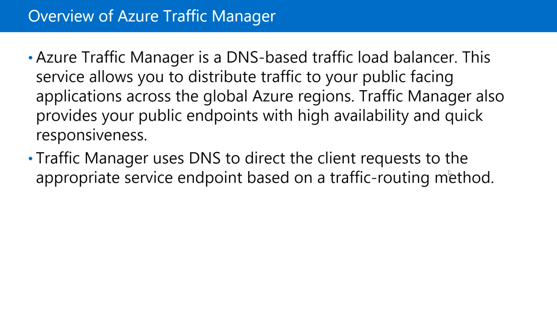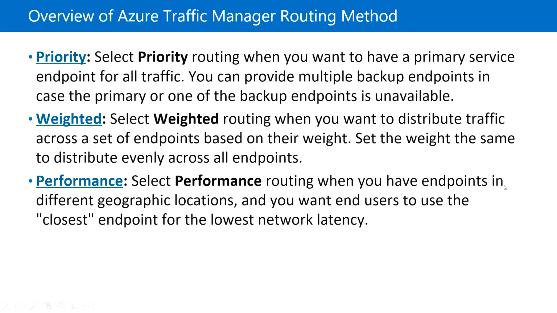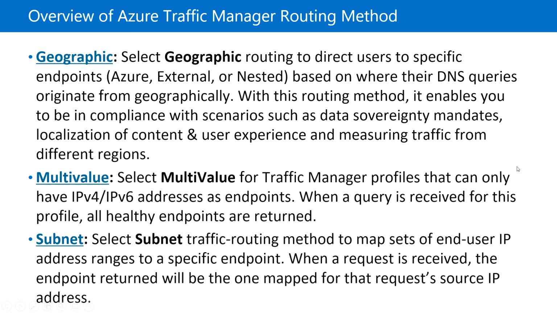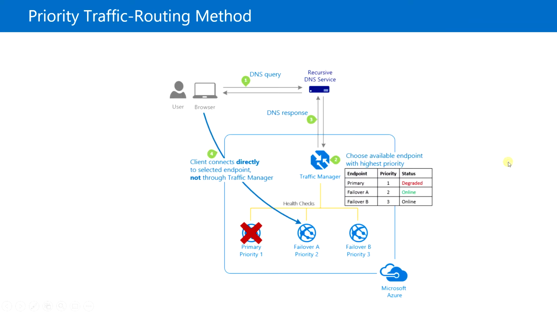Okay, so let's see what the traffic routing methods available in Azure Traffic Manager are. There is priority, weighted, performance, geographic, multi-value, and subnet. So let's see how the priority traffic routing method works.